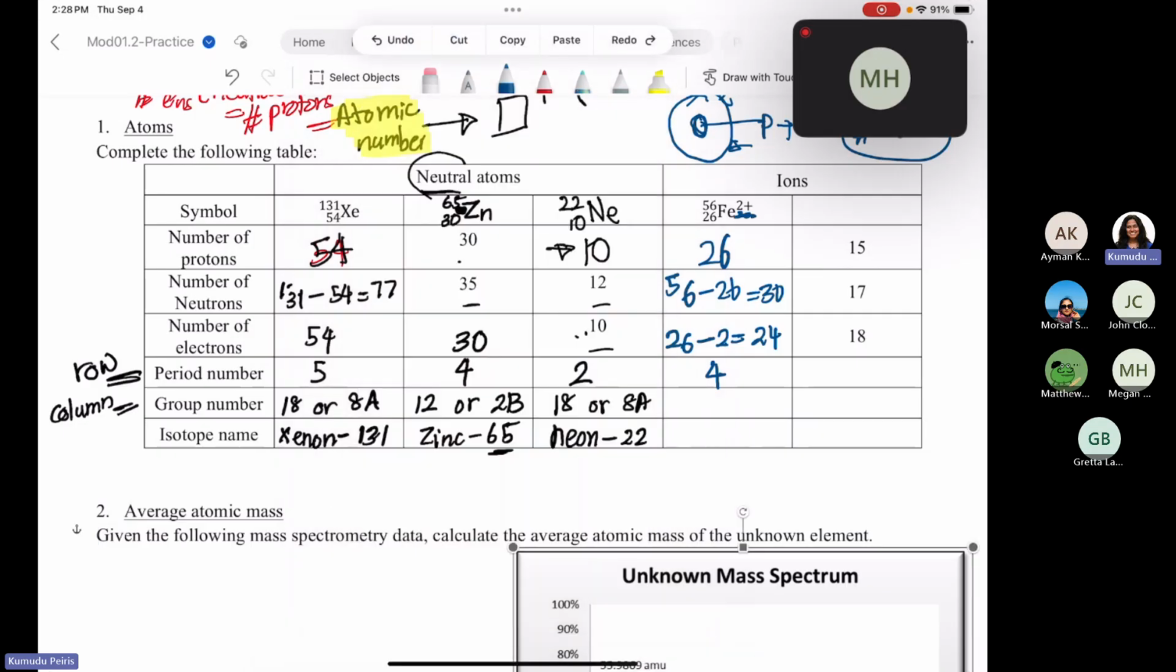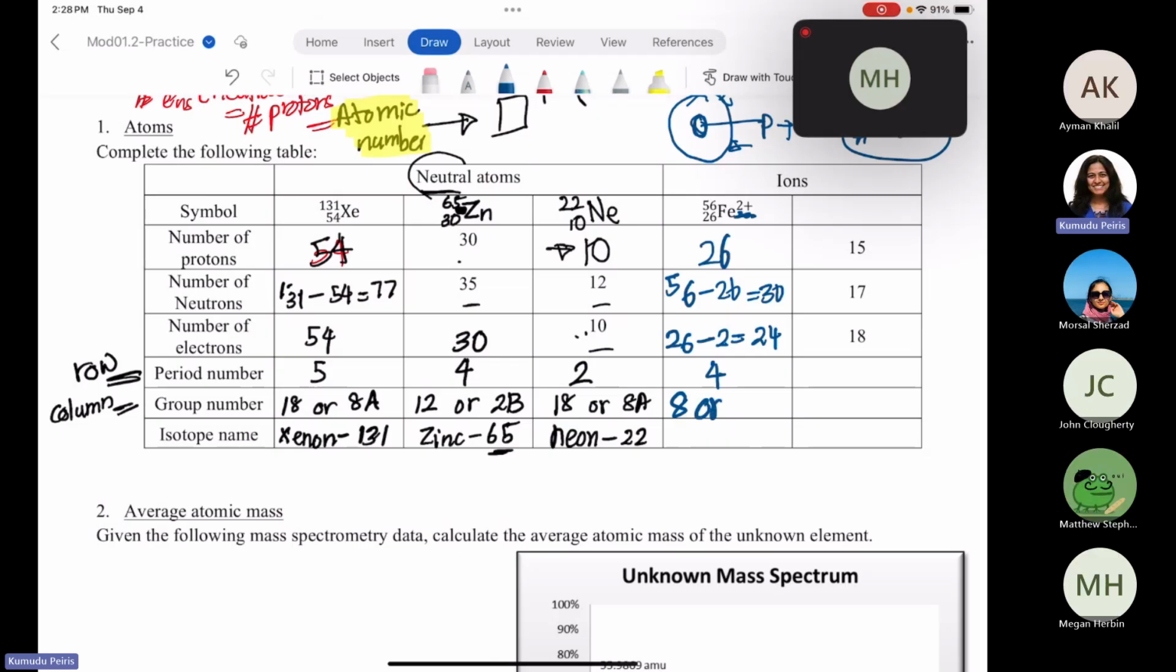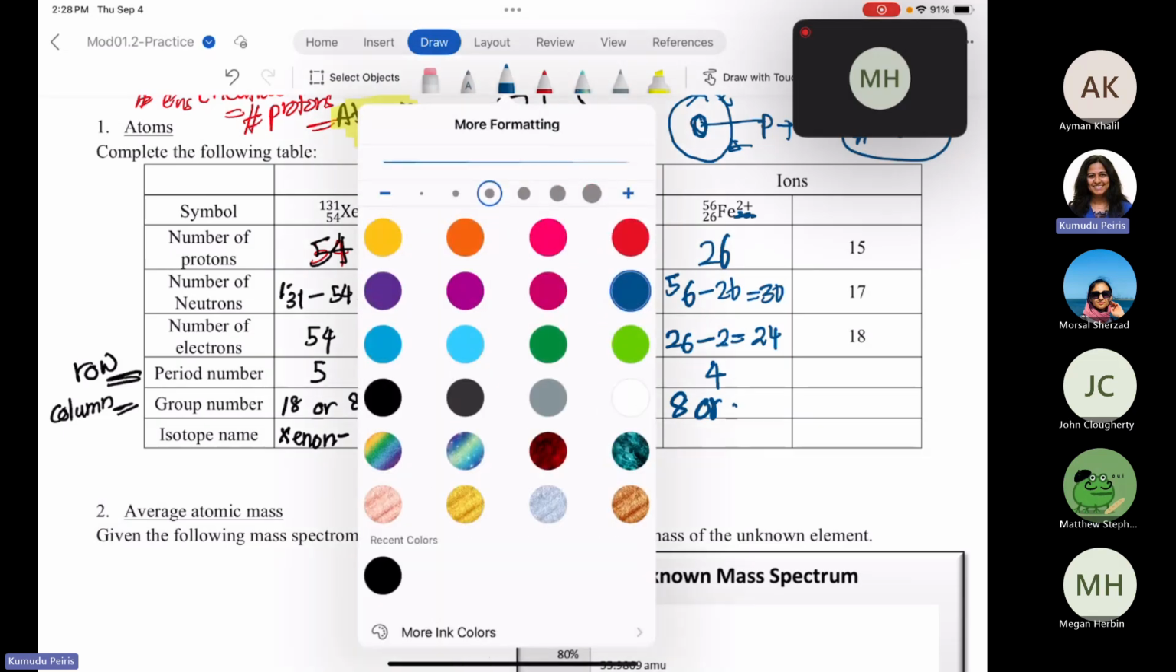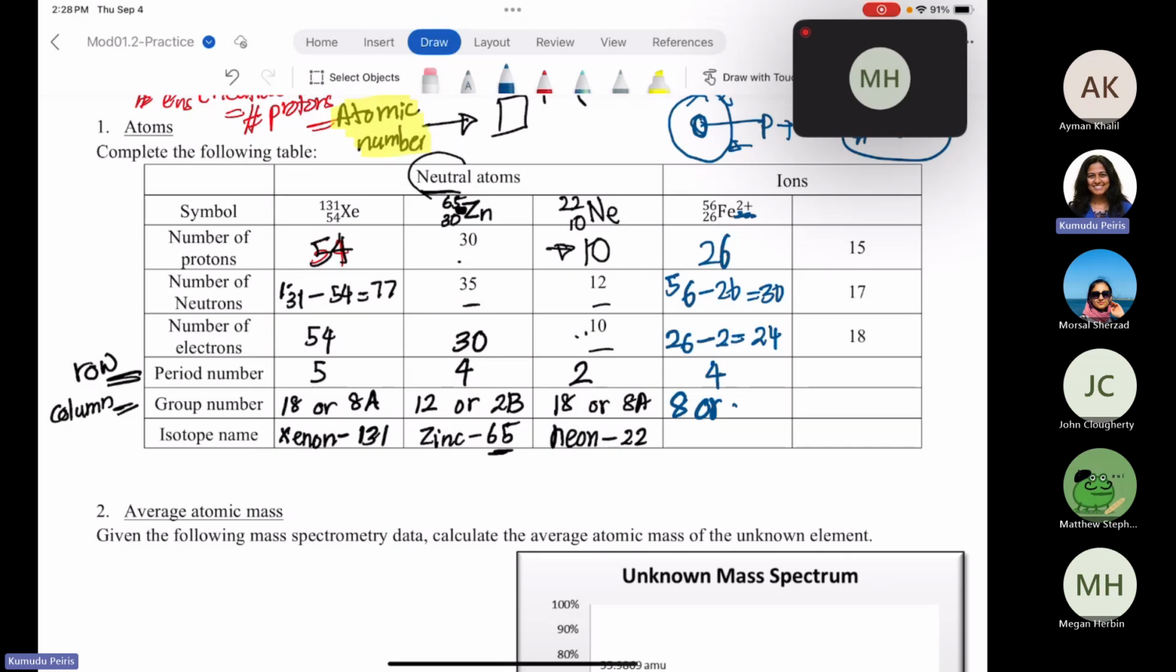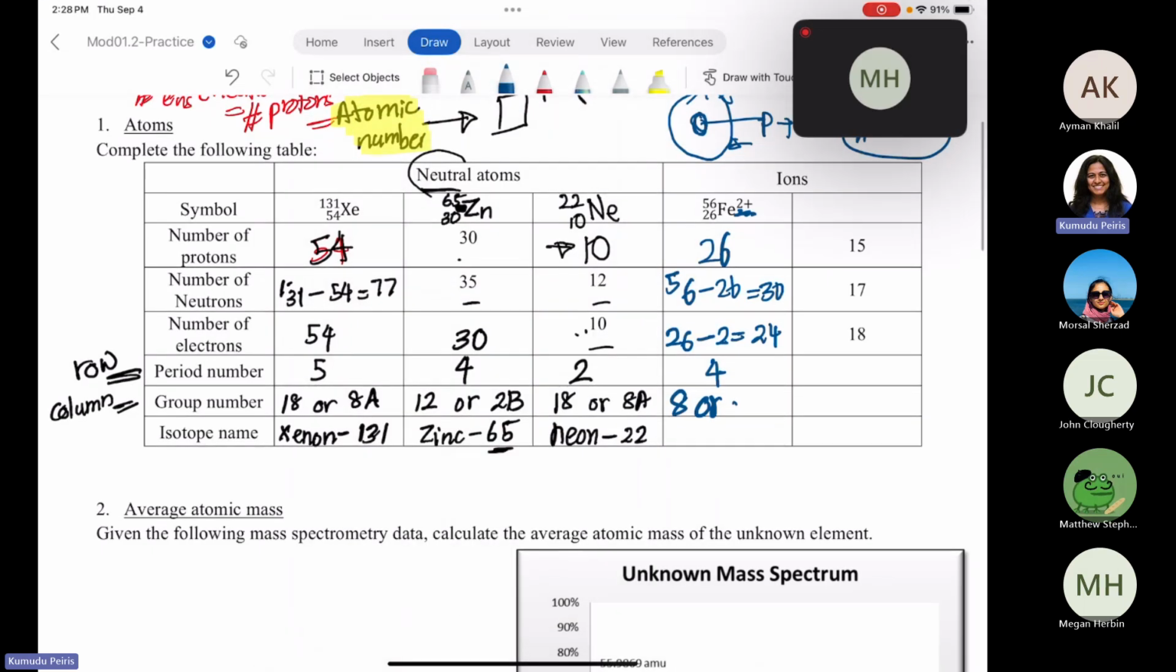Okay. So the period number is, sorry, the group number is 8 or 8B. Okay. 8.